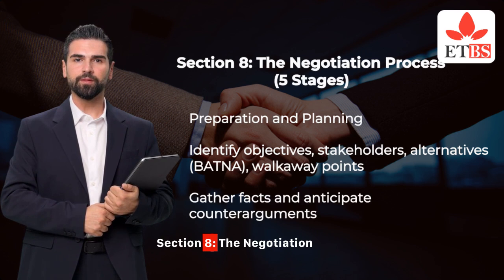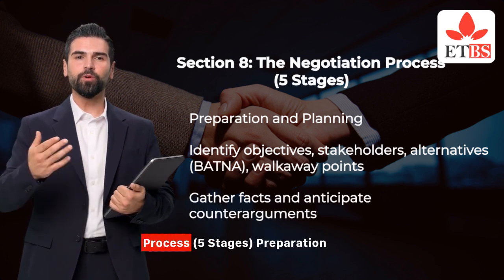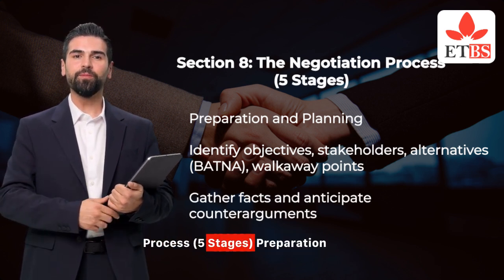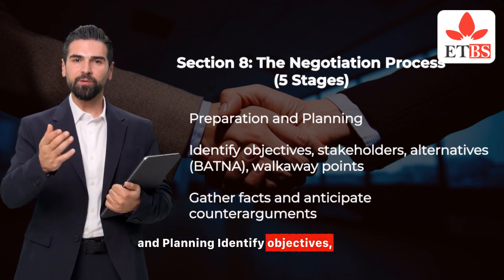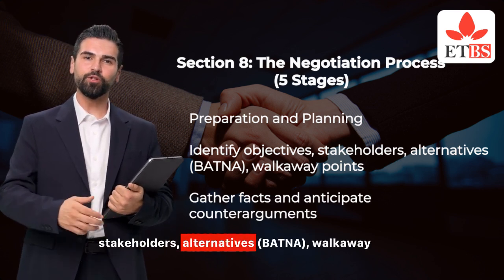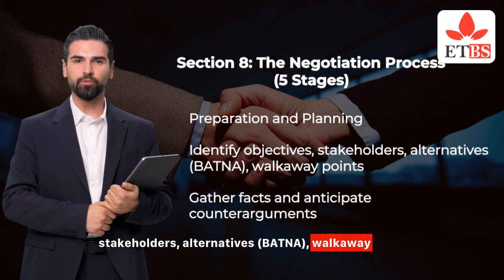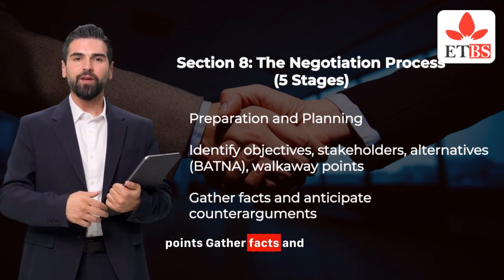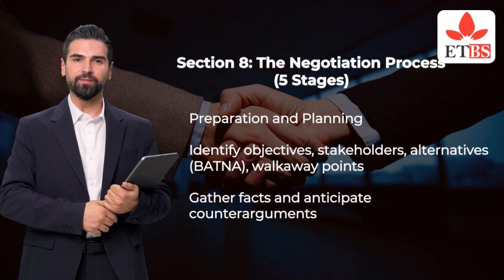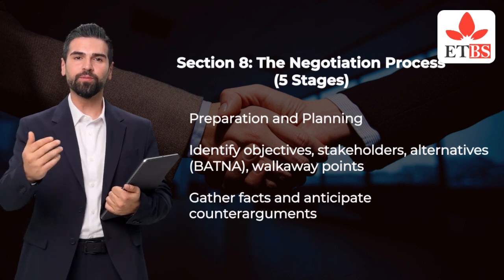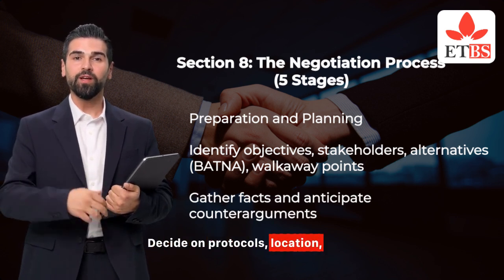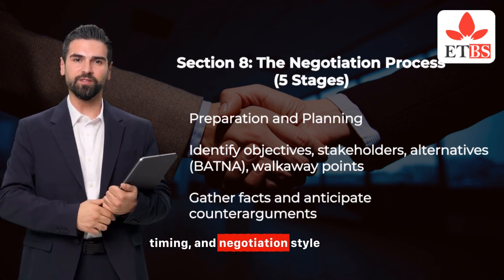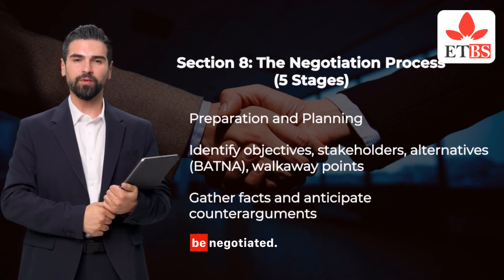Section 8. The negotiation process, five stages. Preparation and planning: identify objectives, stakeholders, alternatives, and walkaway points. Gather facts and anticipate counterarguments. Definition of ground rules: decide on protocols, location, timing, and negotiation style. Agree on what will be negotiated.